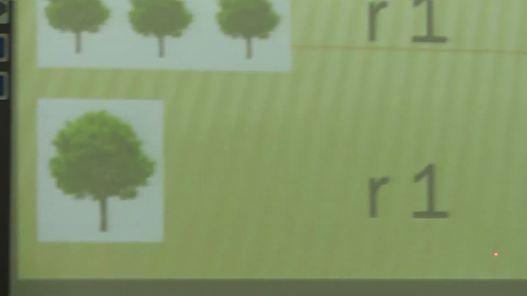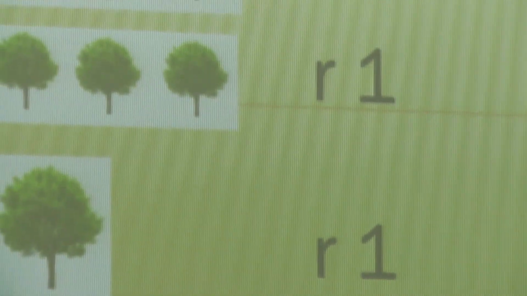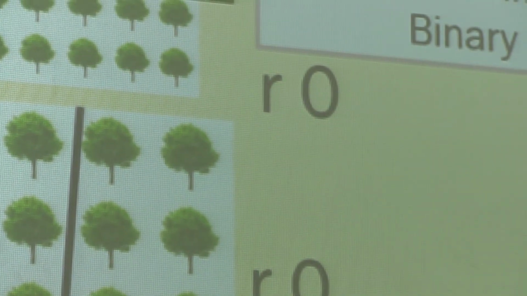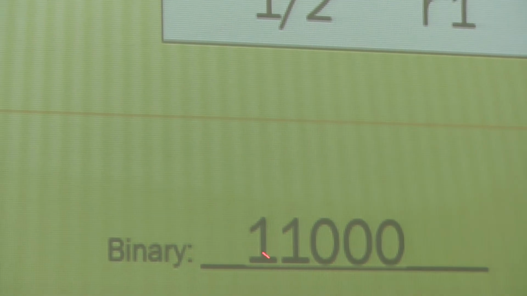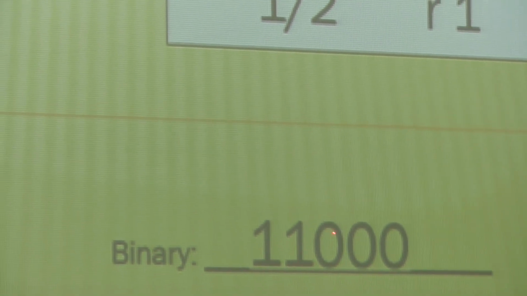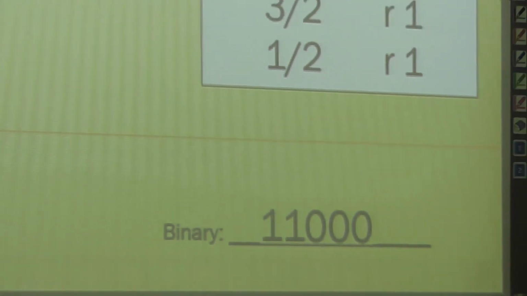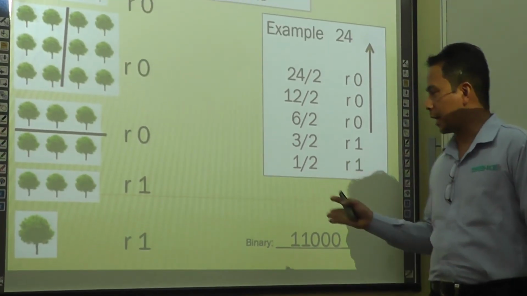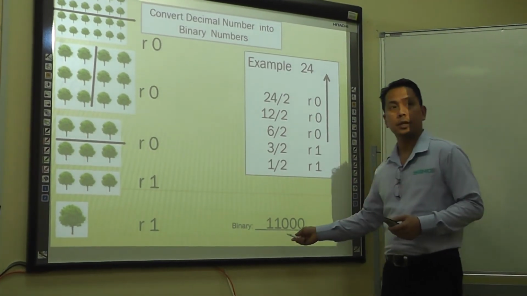Now, you will write the answers for the remainders from down to the top. From down to the top. So the answer will be 1, 1, 0, 0, 0. Okay? 1, 1, 0, 0, 0. Now, let us verify. Let us verify if our answer is correct.